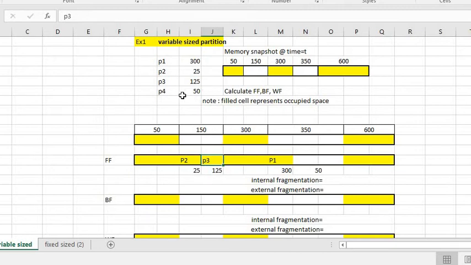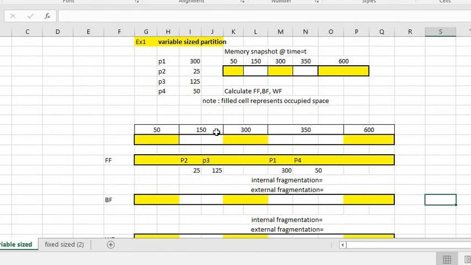The next arriving process is P4. The next process request is P4 with 50 kilobytes. Now we have a second hole with 50, so we need to allocate P4 in the entire hole of size 50. So we got to fit all the processes successfully.